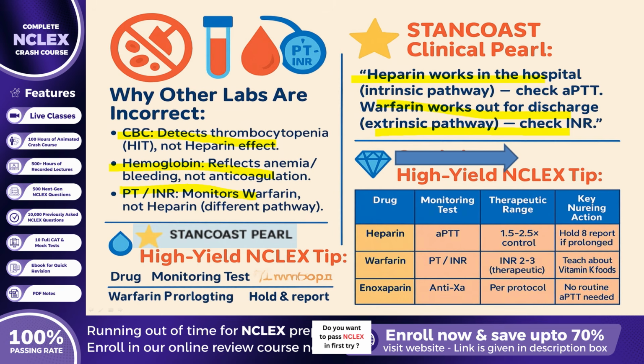Okay, before we wrap up, here's your Stancoast high-yield NCLEX tip. Something you should definitely keep in mind for your next exam. Let's quickly go over some important drugs and what you need to monitor for each. First, heparin. Remember, we monitor the APTT. The therapeutic range should be about 1.5 to 2.5 times the control. If it's prolonged, you should hold the medication and report it.